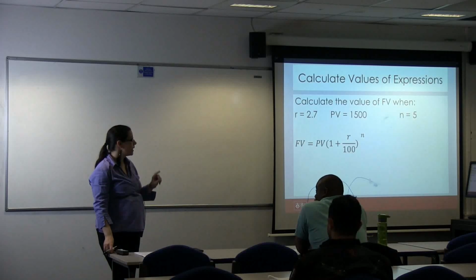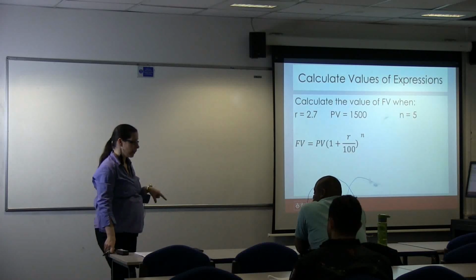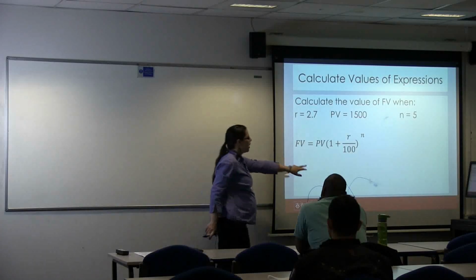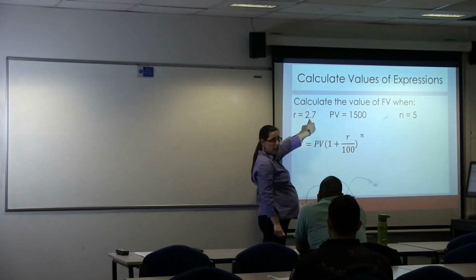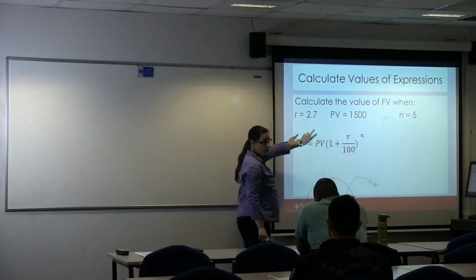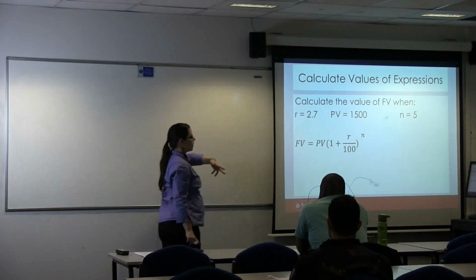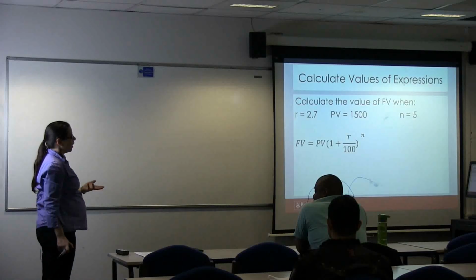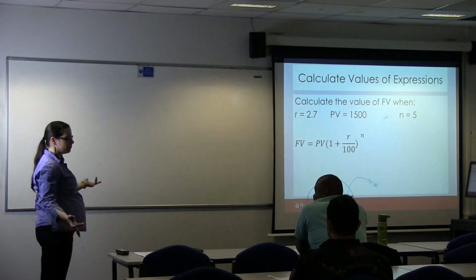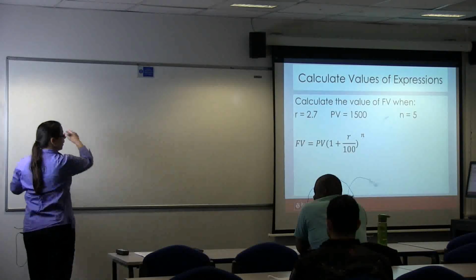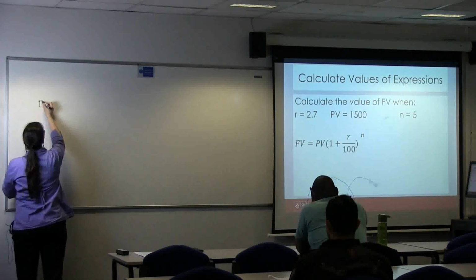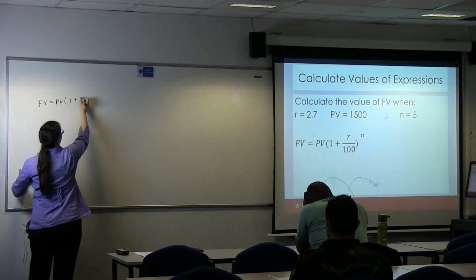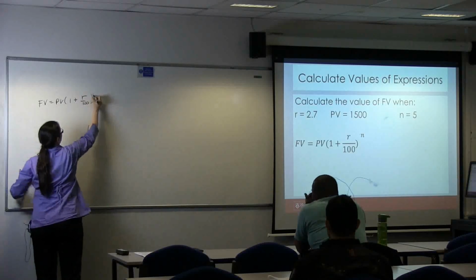This specific compounded interest is for yearly compounding. Now, why do we have it over 100? Because our rate is usually a percentage. So I've got 2.7% interest every year, which is literally nothing, because the inflation is usually around 2%, so you might as well just spend the money now. So future value equals present value times 1 plus R over 100 to the N.